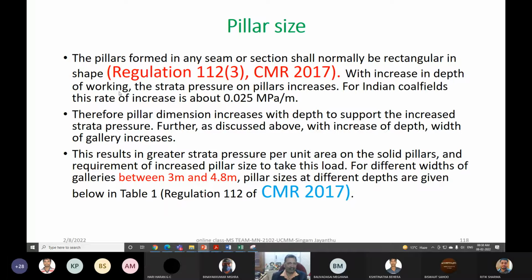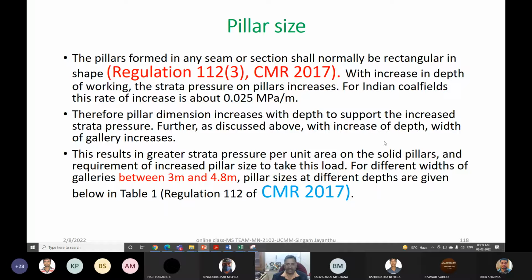And with increase in depth of working, the strata pressure on pillars increases. You know this very well. I am talking something more about the pillar size. When depth is increasing, you know very well that considering 2.5 MPa for 100 meter depth cover, with a density of sandstone of 2.5 gram per cc, it comes to be about 0.025 MPa per meter depth. So if it is 100 meter, then 2.5 MPa of stress will be there on the pillars. That is a general phenomenon where the earth crust consists mostly of sandstone, with that rho gh formula. That is very simple. Therefore, pillar dimension increases with depth to support the increased strata pressure.